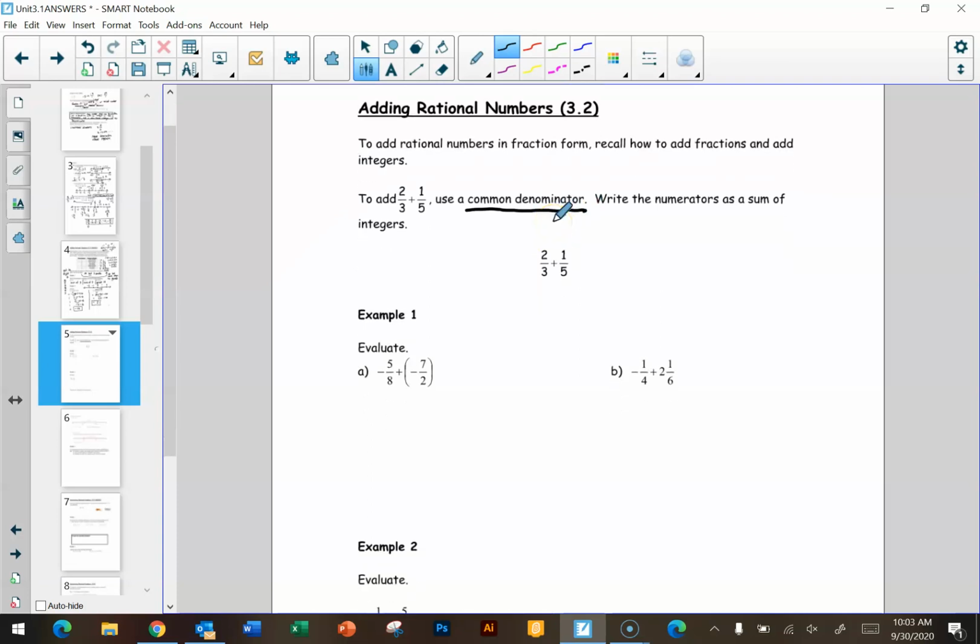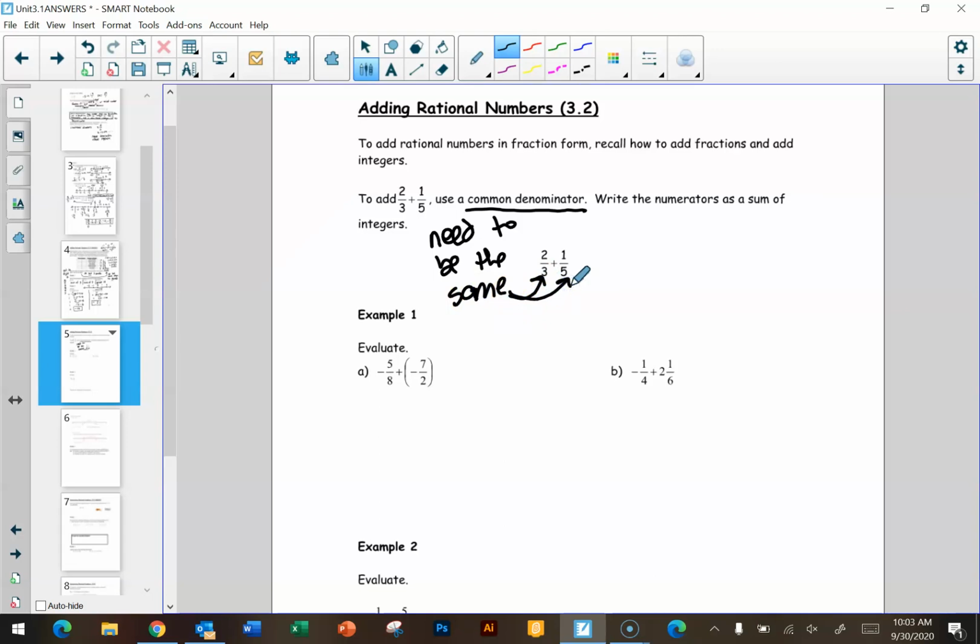So, to add 2 over 3 plus 1 over 5, we need to use a common denominator, right? Write the numerators as a sum of integers. When we're dealing with fractions, we cannot add unless these two numbers at the bottom are the same. They just need to be the same, or we can't do the math.